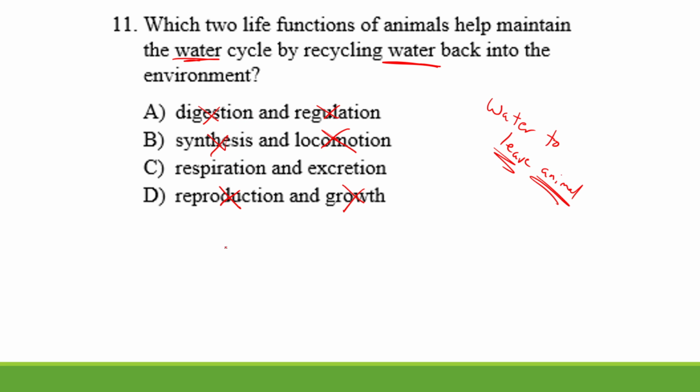But respiration, breathing, right? When an animal breathes out, they're breathing out CO2 and some water vapor, so that's going to put water back into the environment. Excretion, when an animal sweats or pees or gets rid of their wastes, right? Some of those wastes are extra water that goes back into the environment, which makes C our correct answer.